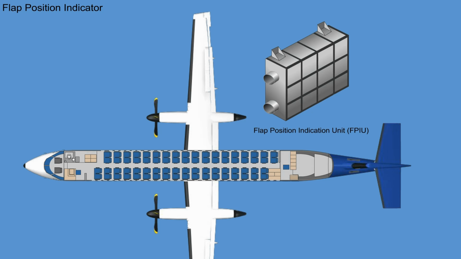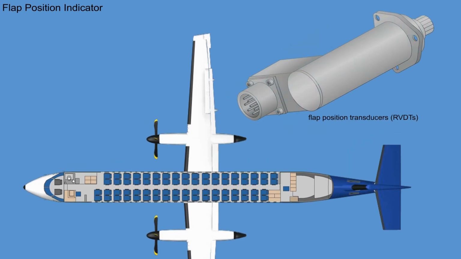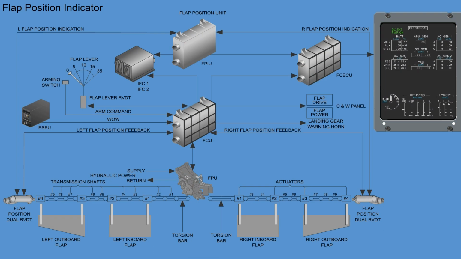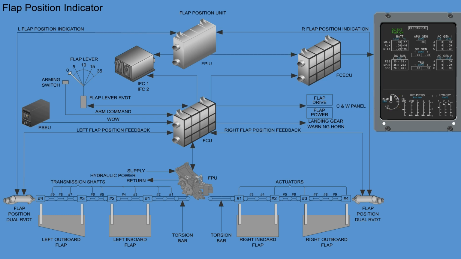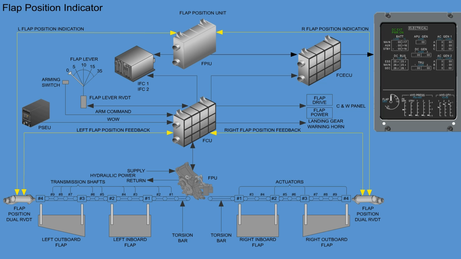The Flap Position Indication System has a Flap Position Indication Unit, FPIU, located below the cabin floor. It also has 2 flap position transducers located on the outboard flaps. The Flap Position Indication System has 2 functions. Supplies indication of the current flap position to the co-pilot's multifunction display indicator, and monitors the position of the flaps during flap deployment, sending the position data to the Flap Control Unit, FCU.